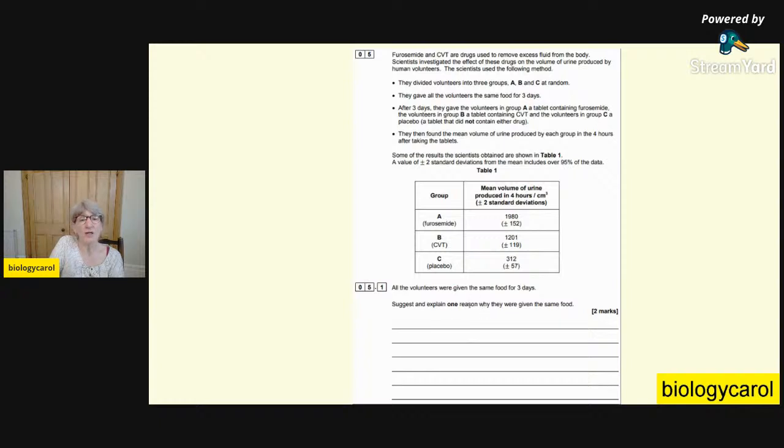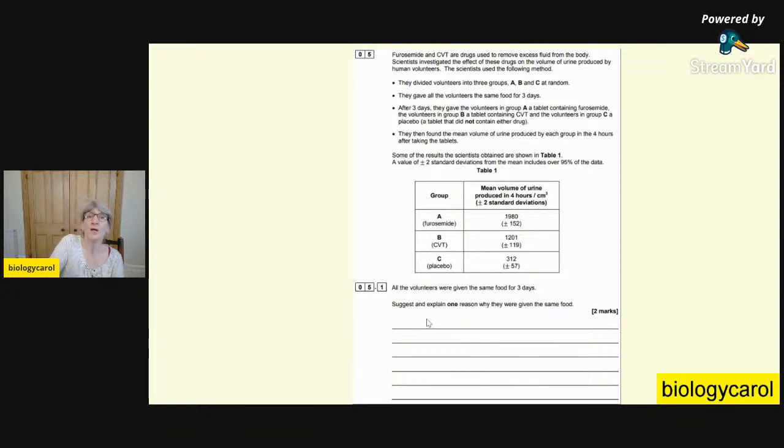Anyway, moving on. Okay, all the volunteers were given the same food for 3 days. Suggest and explain. I'm noticing that both are required. Suggest and explain one reason why they were given the same food. So, I'm just kind of going for the obvious. My suggestion would be that the different types of food change the volume of urine you produce.